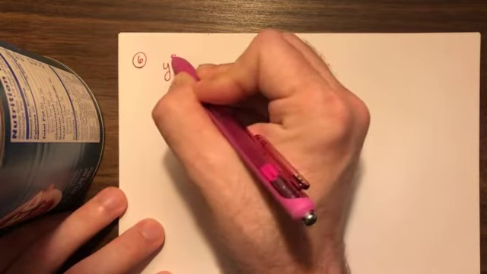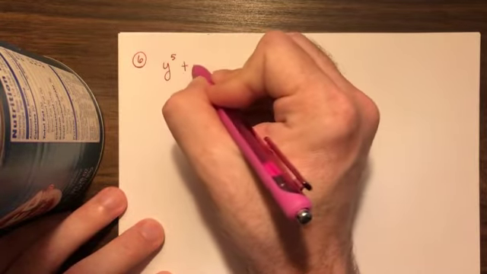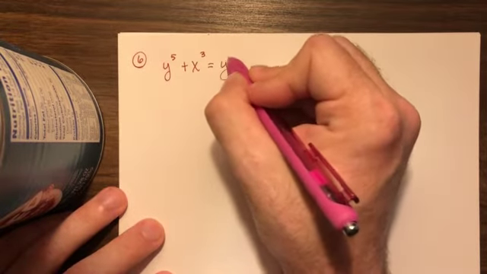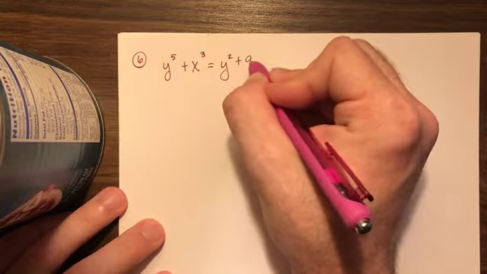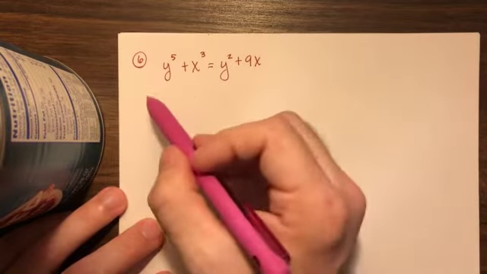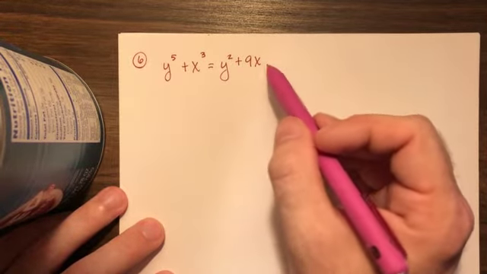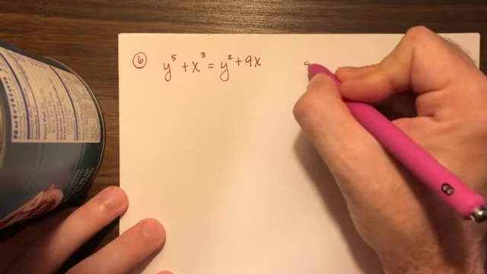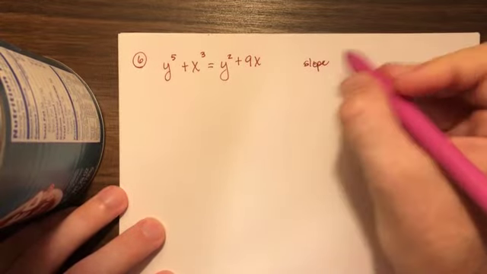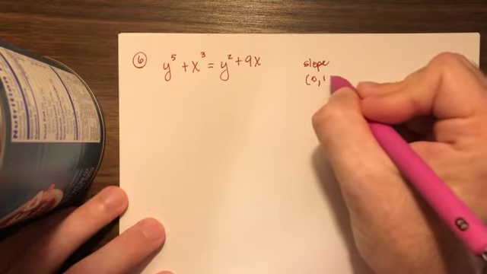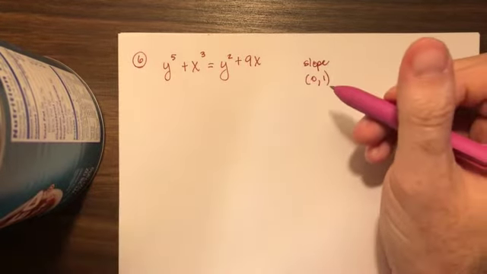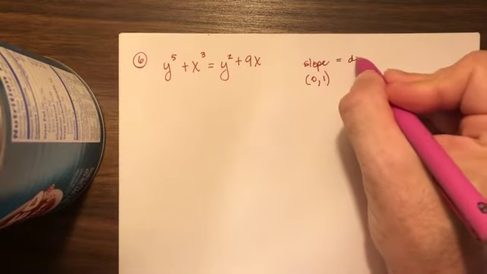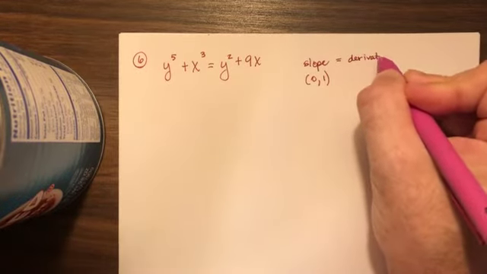6 and 7 are actually way nicer. So it starts off looking kind of ugly, like they do. y to the fifth plus x cubed equals y squared plus 9x. And they want to know, what is the slope? And they give you a point, 0, 1. You remember what slope is? It's derivative. Very good.